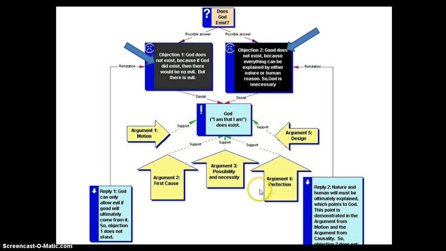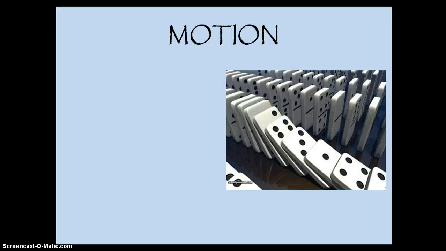And after he gives these 5 arguments, he then goes and refutes the objections to the argument that God does not exist. So he very carefully comes up with the objections that his opponents would have before they can mention their objections. The first argument is that of motion.